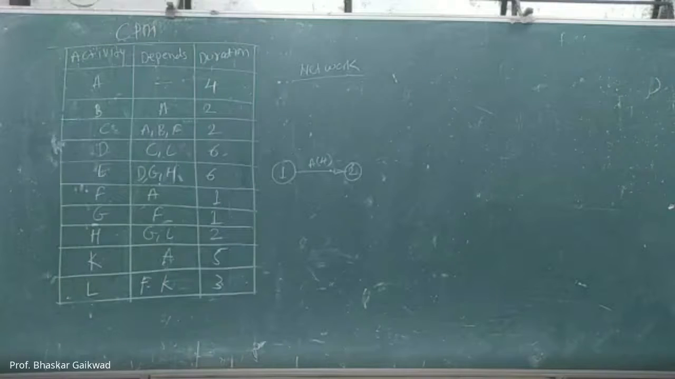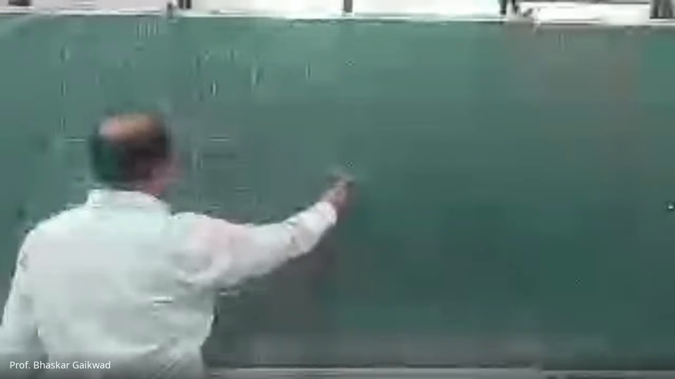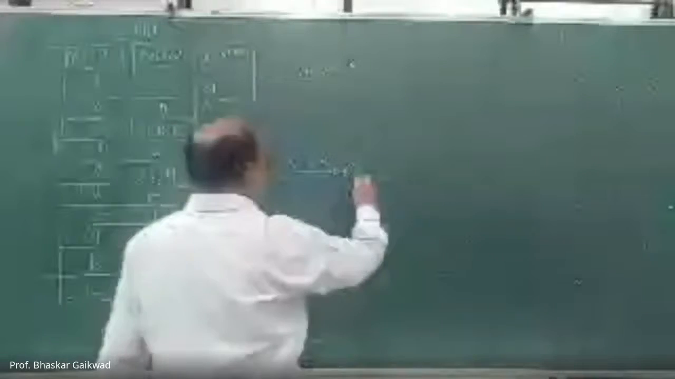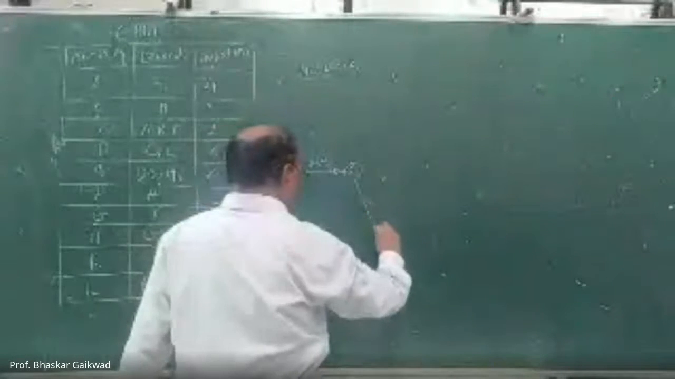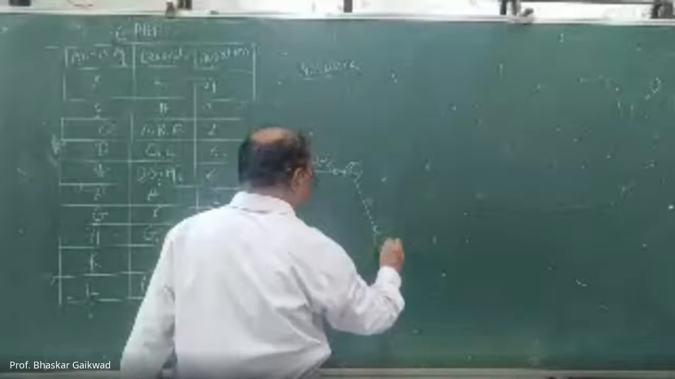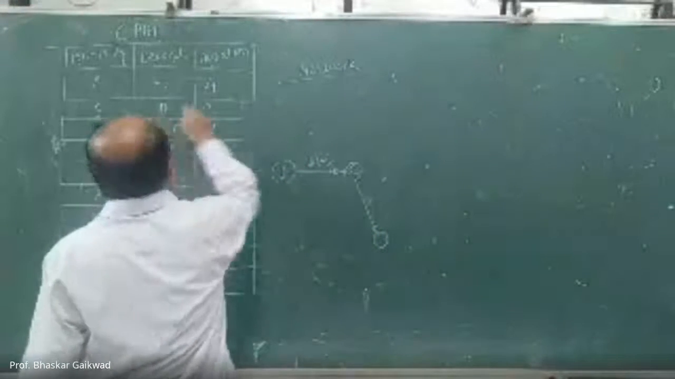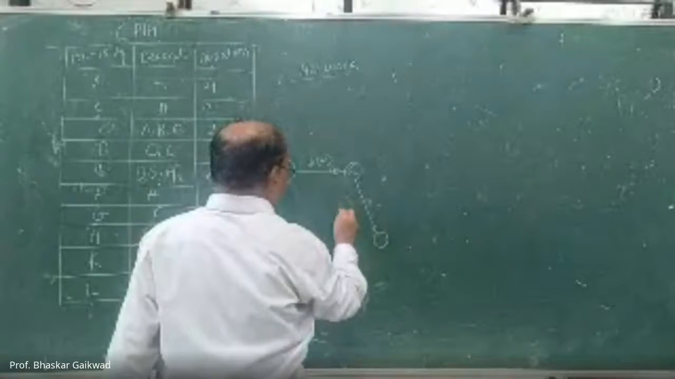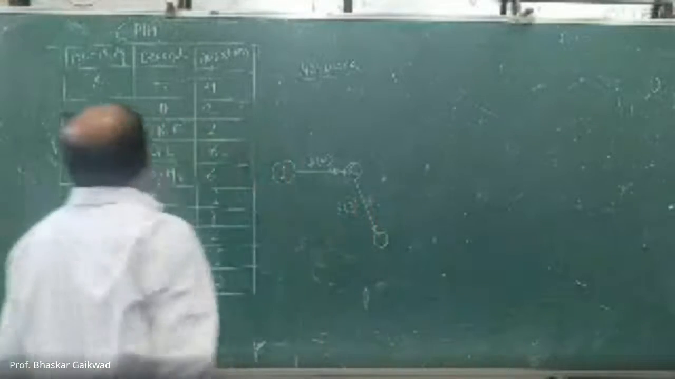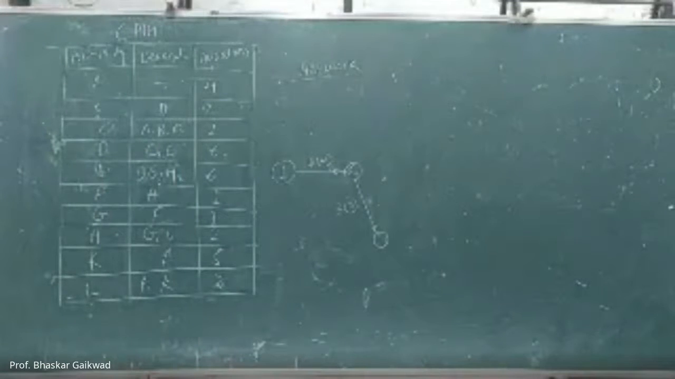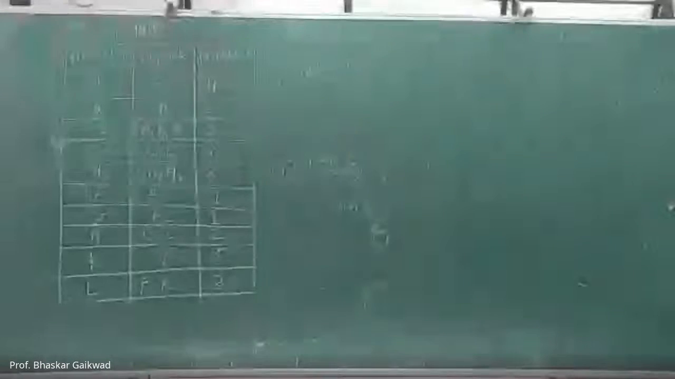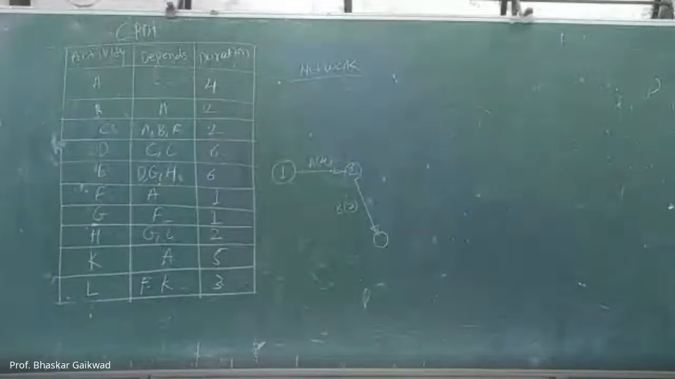Now after that B will start. Where is B? B depends upon A. So here is the end of A. B will start from this. So this is your B. And here you can make this side. Duration of B is 2. You can write here 2. Duration of B, that is 2. Okay.